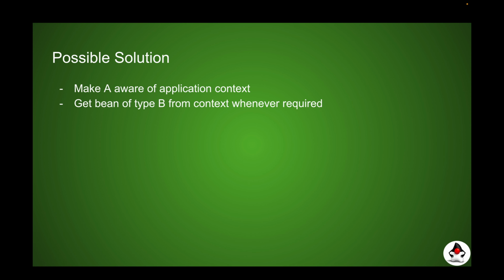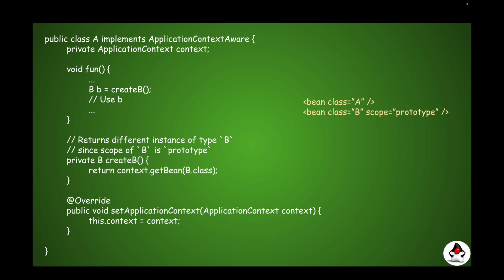First possible solution is that we can make A aware of application context. That means class A will be able to access the application context, and whenever it needs an instance of class B, it can just access the bean using that context, and it will get a new bean each time. So this is how we can see that.